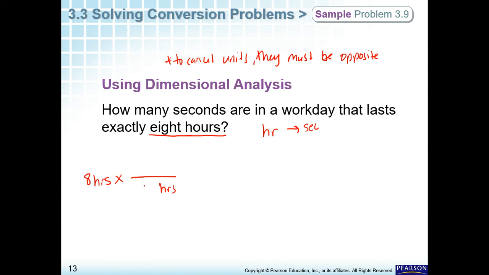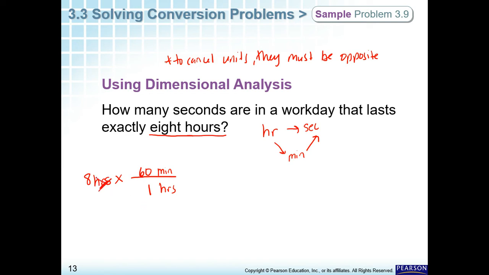Now, I don't know a conversion between hours to seconds, so we need to break this down. We can actually take hours to minutes first and then take minutes to seconds. So if we were going to break this down from hours to minutes, there's a relationship that we know there. For example, we know that there are 60 minutes in 1 hour.